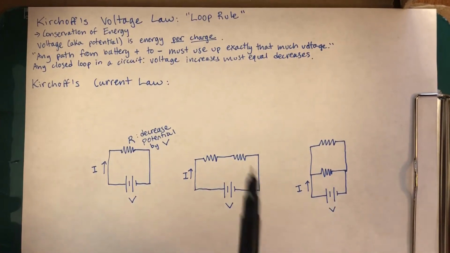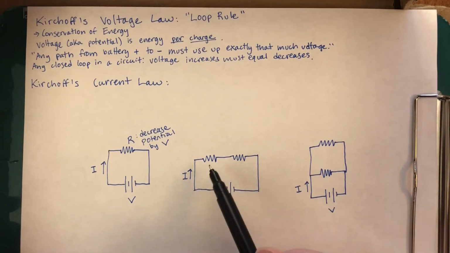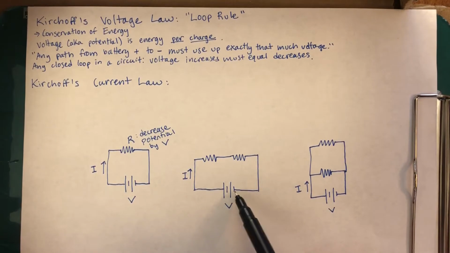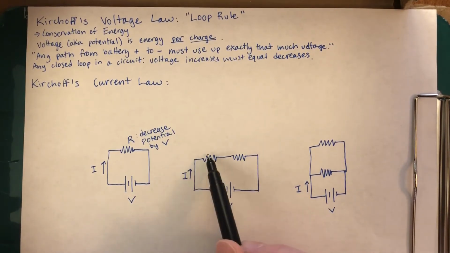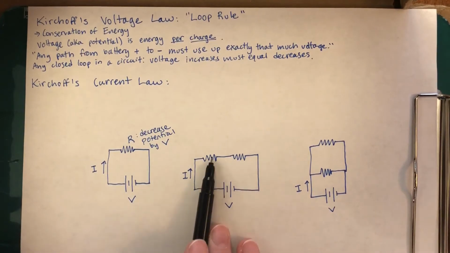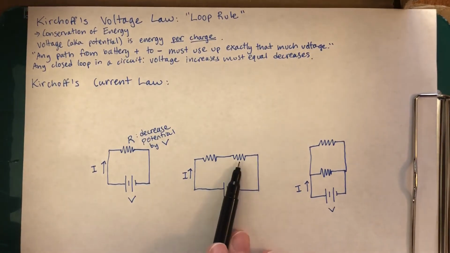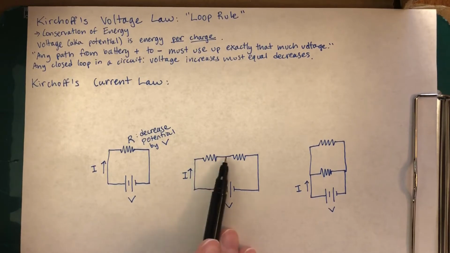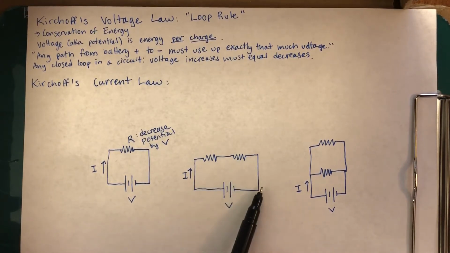So I have one loop here, and I have two resistors. So now, as the current comes from the positive side of the battery, it's got a bunch of energy. Some of that energy will be used up going through this resistor, and the rest of it will be used up going through this resistor. If the current going through this resistor used up all of that voltage, it wouldn't have any push left to get through the second one.